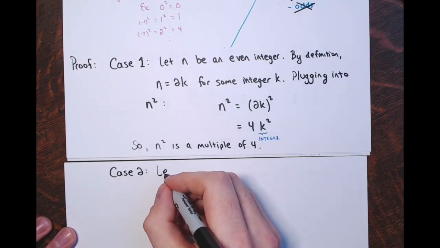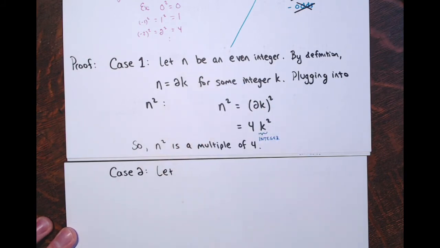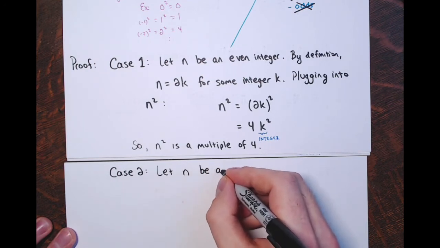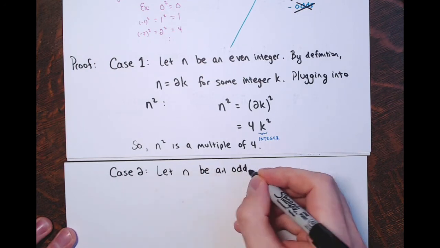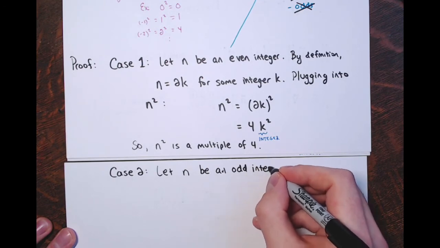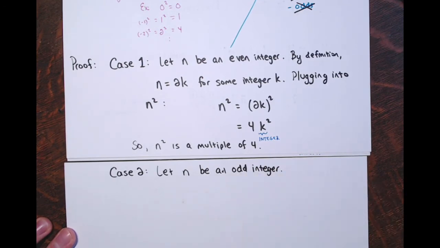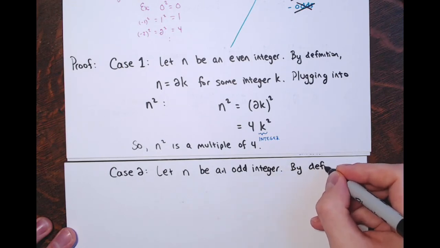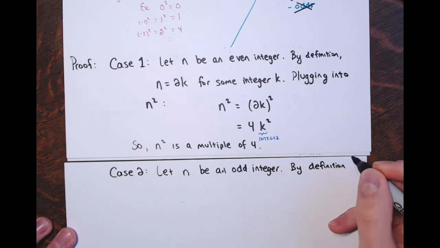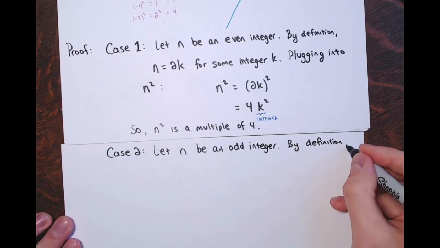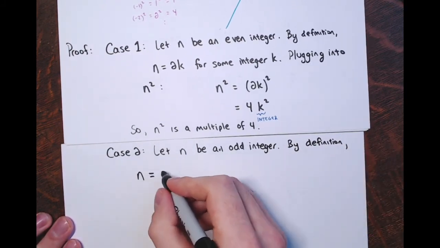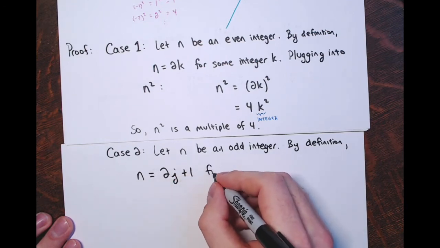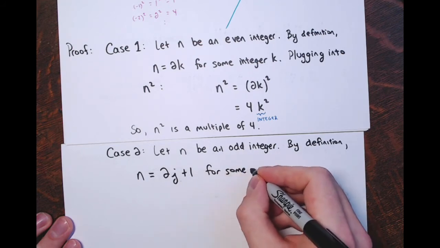All right, so this time, instead of looking at n being an even integer, instead of looking at the evens, say let n be an odd integer. So I state my assumption. What does that mean? So again, by definition of oddness, that means that n is equal to 2j plus 1 for some integer j.